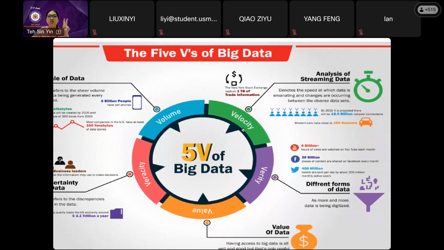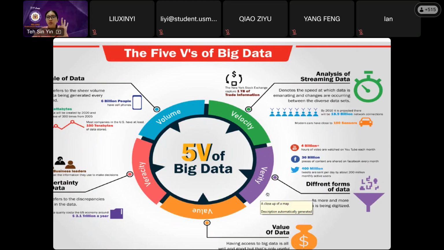The second V is the velocity. Velocity talks about the speed. In one word, velocity is the speed. How fast the data reaches you. That's why now we're talking about streaming data, real-time data. So that is the speed that we want. We want real-time data. It is no longer just historical data. So the second V is velocity, or the speed.